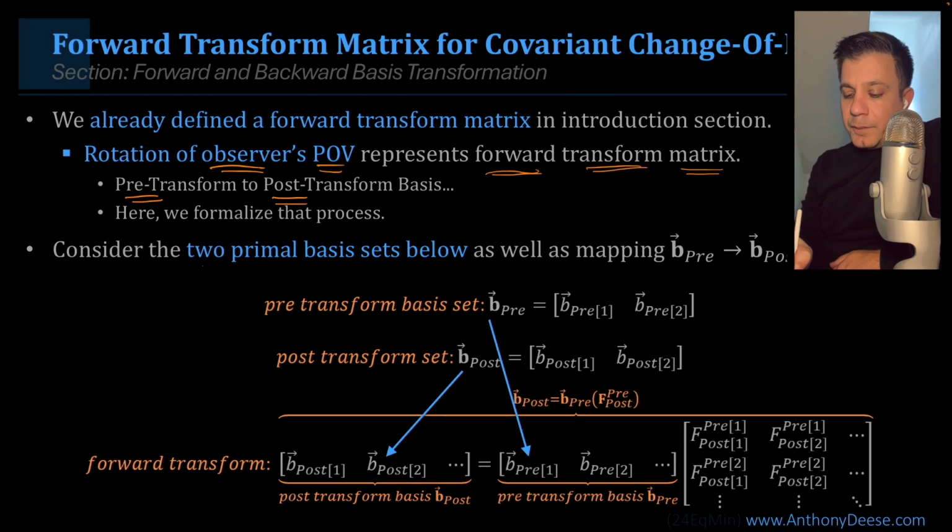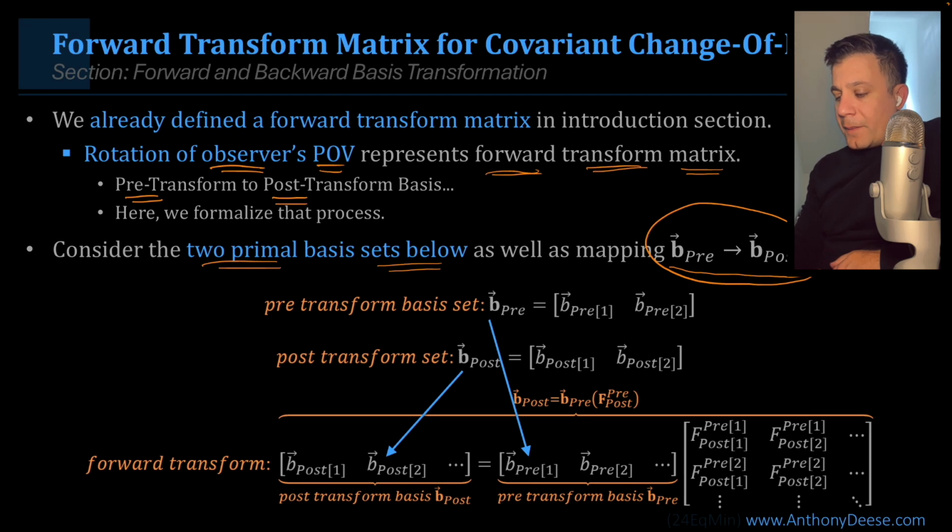Let's consider two primal basis sets as shown below. And we are concerned with this mapping here. So we are trying to map our basis from the pre-condition to the post-condition, or we're trying to map from B sub pre to B sub post. And this is notation we're going to use throughout the text as well as throughout these videos, where generally we refer to values before a transform using the subscript pre, and then after a transform using the subscript post.